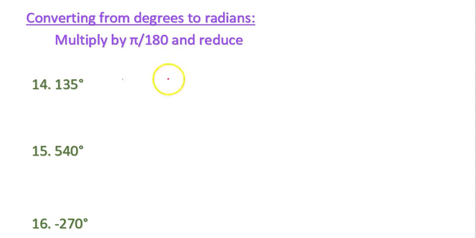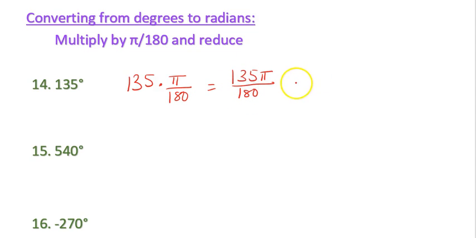Just like I say, multiply by pi over 180 and reduce. So I'm going to say 135 times pi over 180. So I'm going to look at it as 135 pi over 180, and then I'm going to reduce this fraction, and that will reduce to 3/4. So this becomes 3 pi over 4.